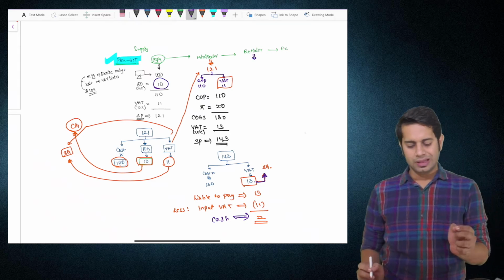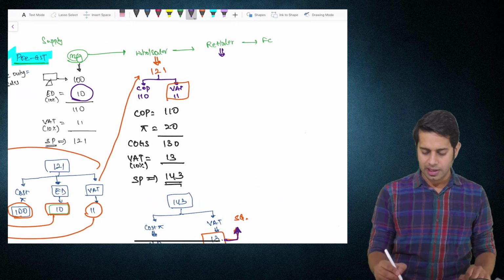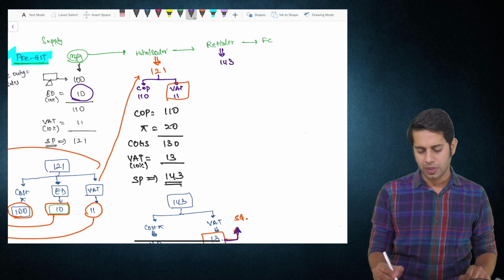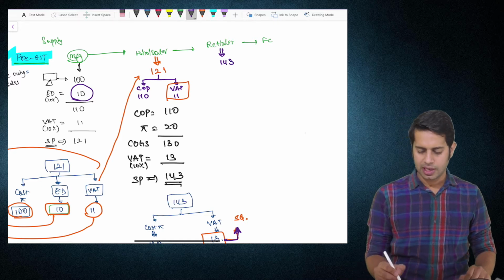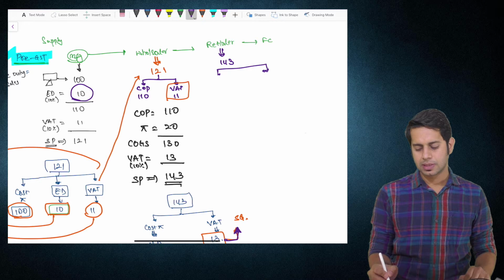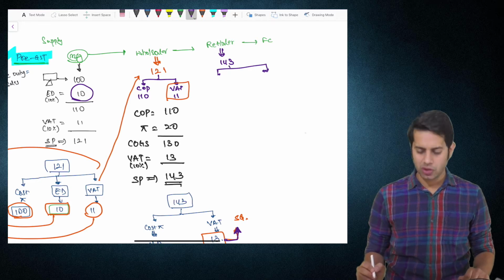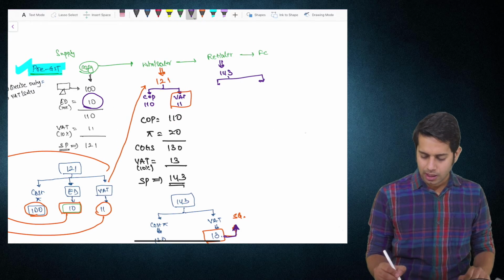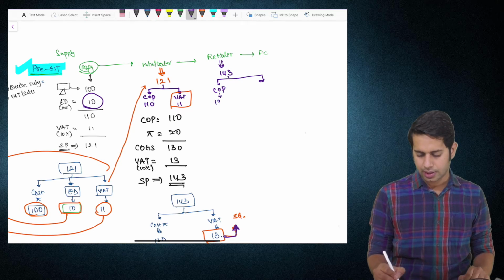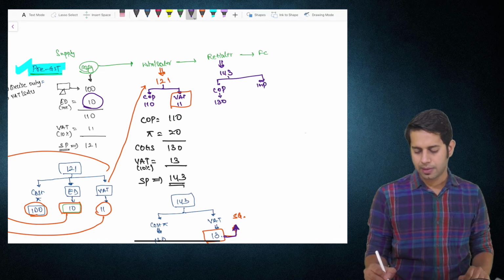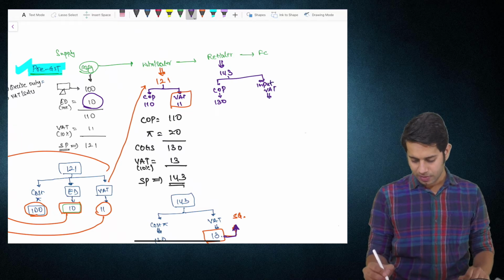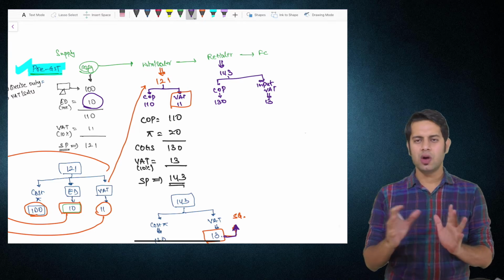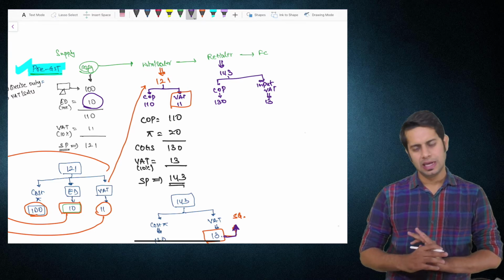Next, the wholesaler sold this product to the retailer at 143 rupees. The retailer paid how much? 143, which is divided into two parts. What are these two parts, sir? Cost of purchase for the retailer, which is equal to 130 rupees, and input VAT. And the VAT which he has paid is how much, sir? 13 rupees. So this is how the amount of 143 rupees is divided.